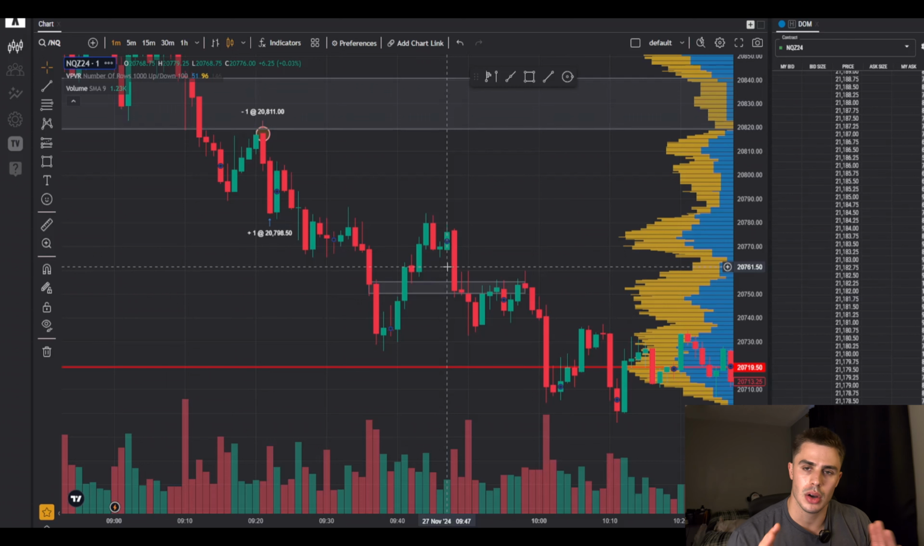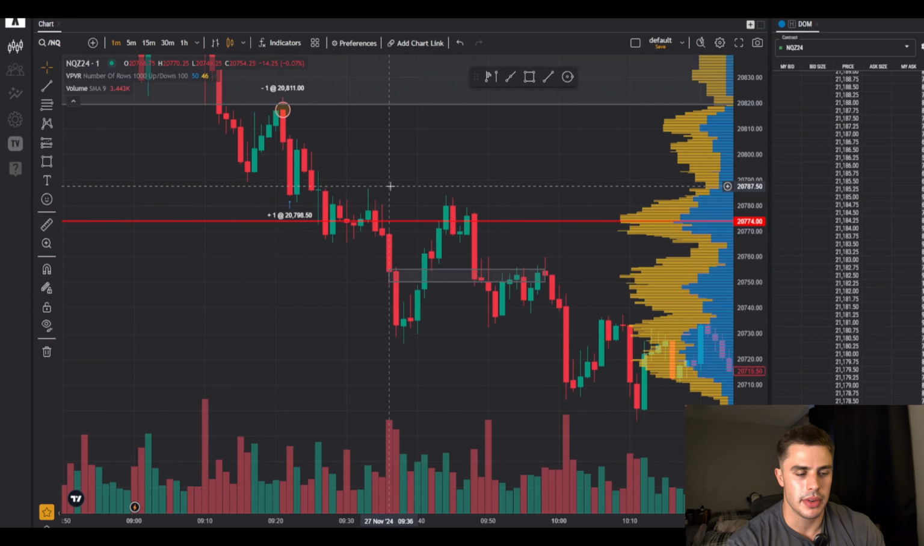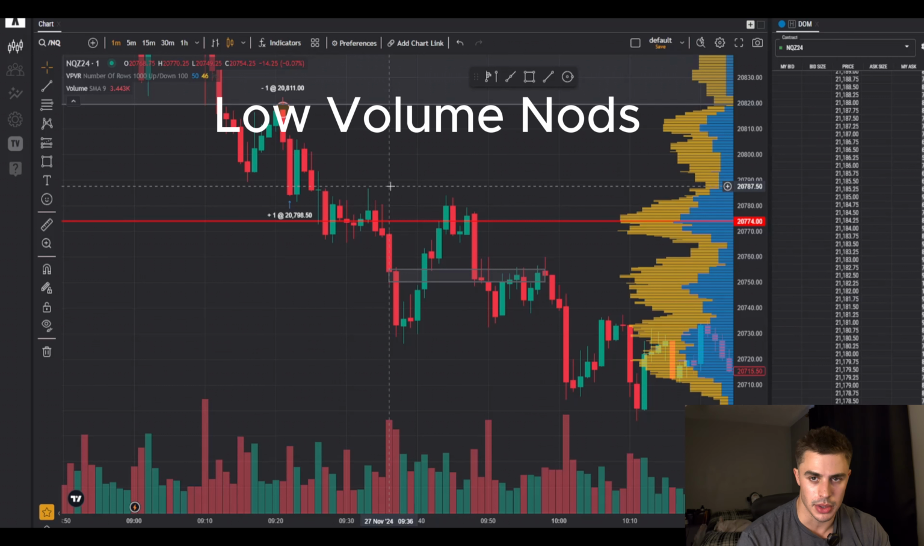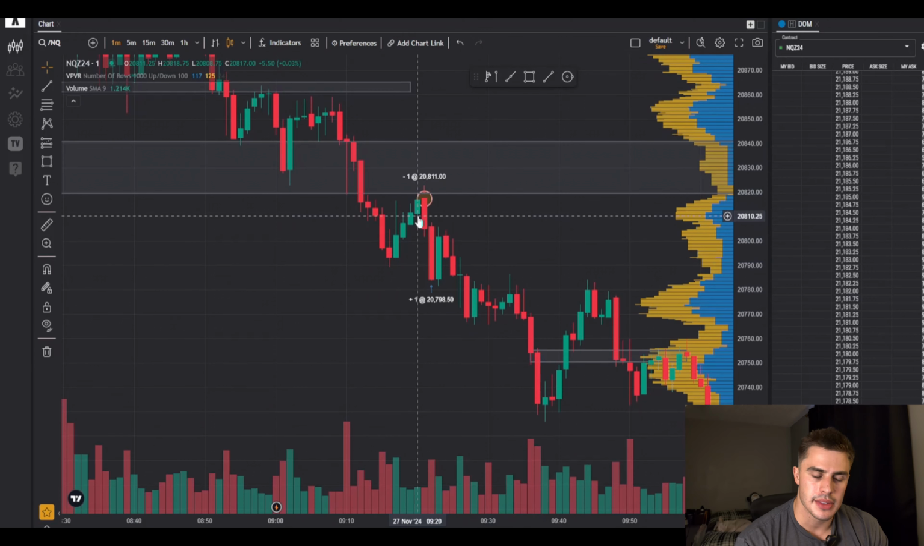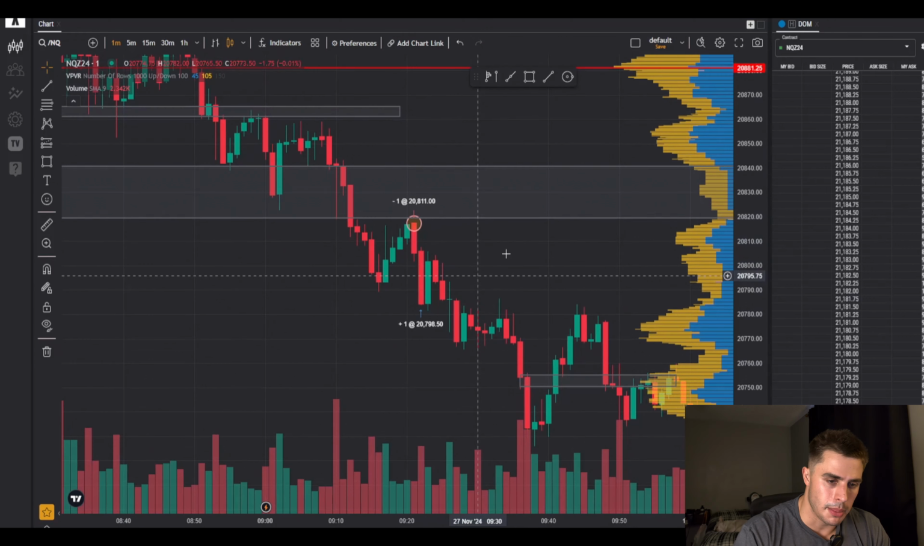And these are the gaps I use, so I'll go ahead and show you. If you watched my previous video, you probably already know what I'm referring to. The gaps I'm talking about are low volume nodes, or gaps within the volume profile. I actually have some examples, so I'll show you now what I mean.